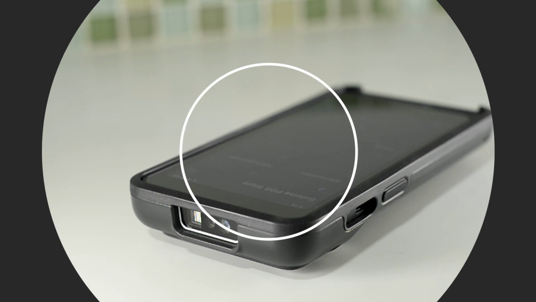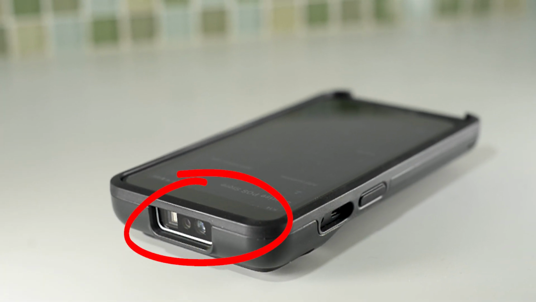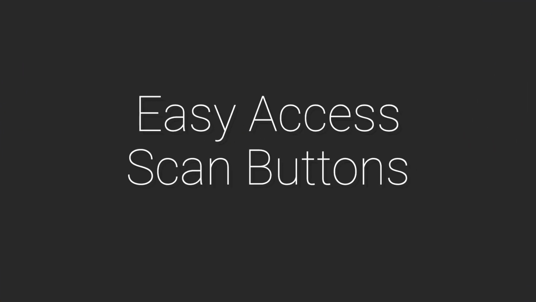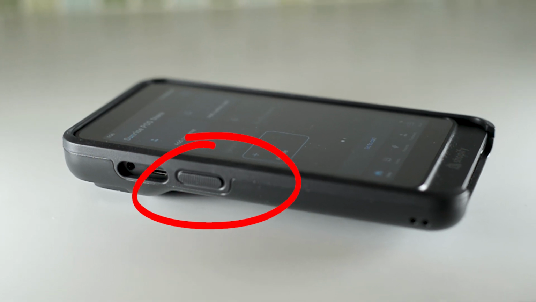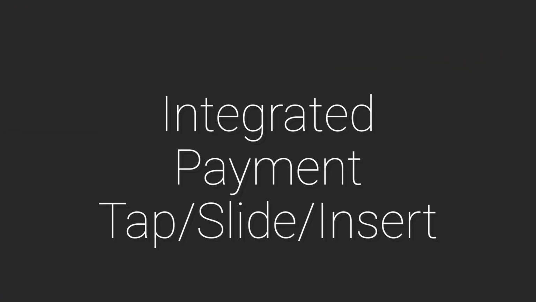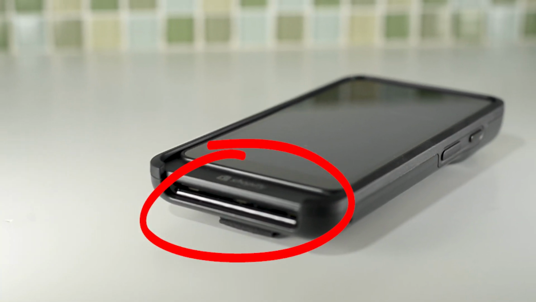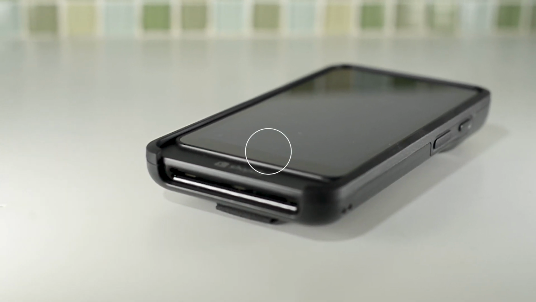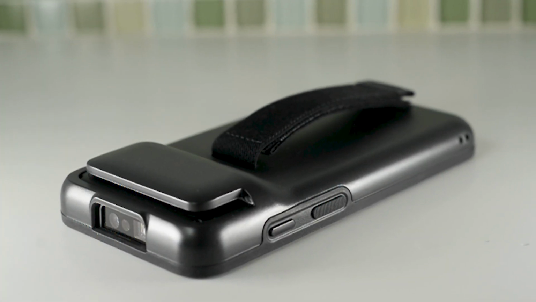The POS Go has an integrated barcode scanner right on the top. You can easily scan items with a single click of either of the side buttons, and then take payments with tap, swipe, or insert. And it's all in one, easy to hold unit.